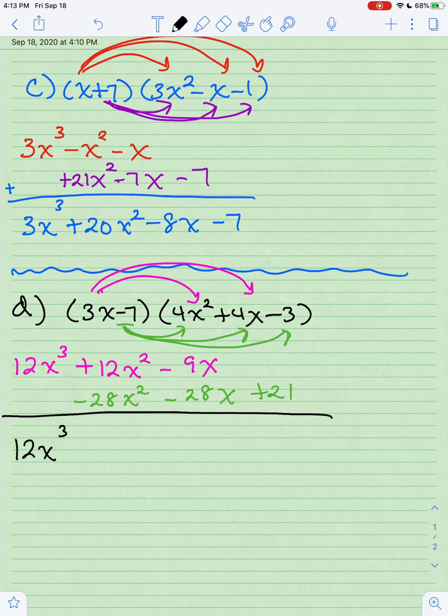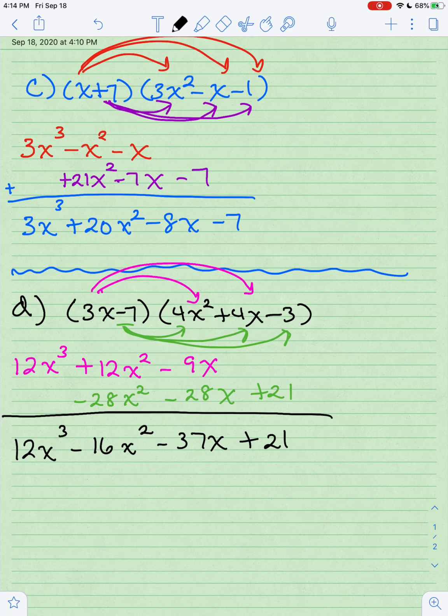So I have 12x to the third. And then if I combine the 12x squared with the minus 28x squared, I'm going to get negative 16x squared. Negative 9x and negative 28x will make negative 37x and plus 21. So the binomial times the trinomial tends to give us a 4-term polynomial for an answer.